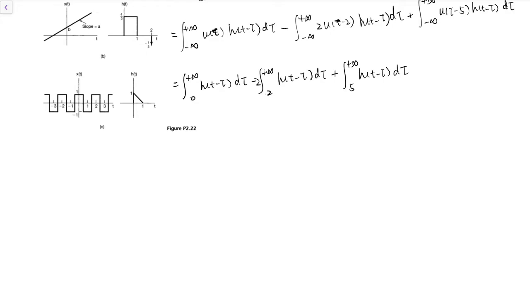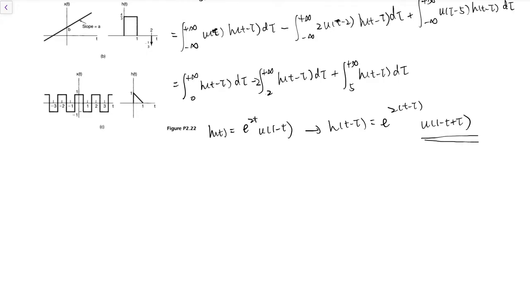We're just doing an integral on a transformed signal, and we know what our h(t minus tau) is. Since we know h(t) is e to the 2t times u(1 minus t), this was provided in the question, then we know our h(t minus tau) is e to the 2t minus tau times u(1 minus t plus tau). So if you look here, our h(t minus tau) also has a unit step function included inside. So our range could be further eliminated because of this unit step function.